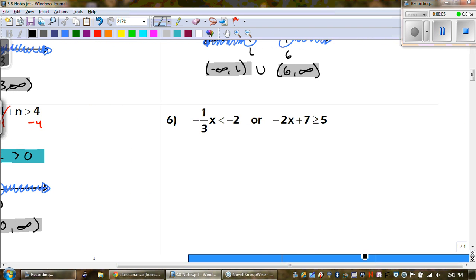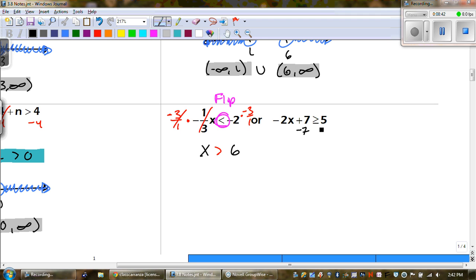All right, number 6. Now, for the first part, to get that x all by itself, you have to multiply by the reciprocal, and it's -3. So -3 over 1, those cancel. When you multiply by a negative, you have to flip the sign. And -2 times -3 is +6, okay? We had to flip that.